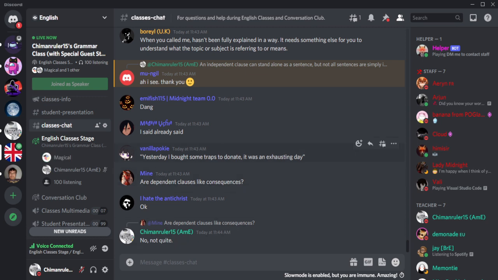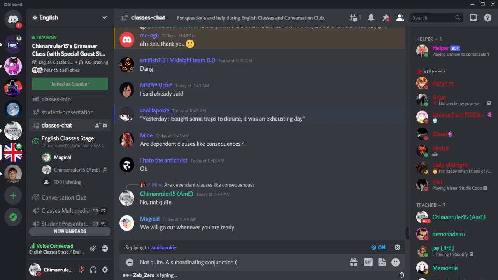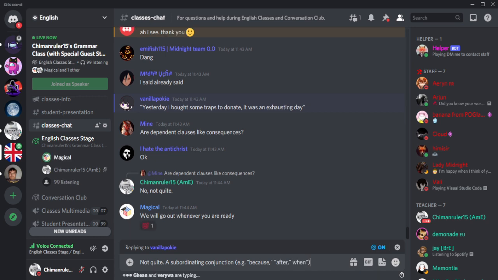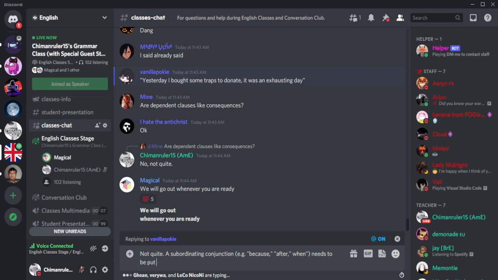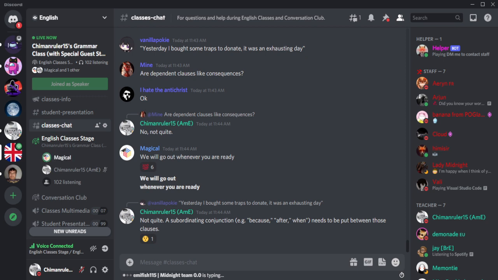So we have this example in here. We say, we will go out whenever you are ready. This sentence is made of two clauses: we will go out, and whenever you are ready. The first one is an independent clause. It can stand alone and be a sentence. But the second one is a dependent clause, meaning it needs something else to be modified, justified and explained. But we use them together, and it is completely fine, and it is a full sentence.